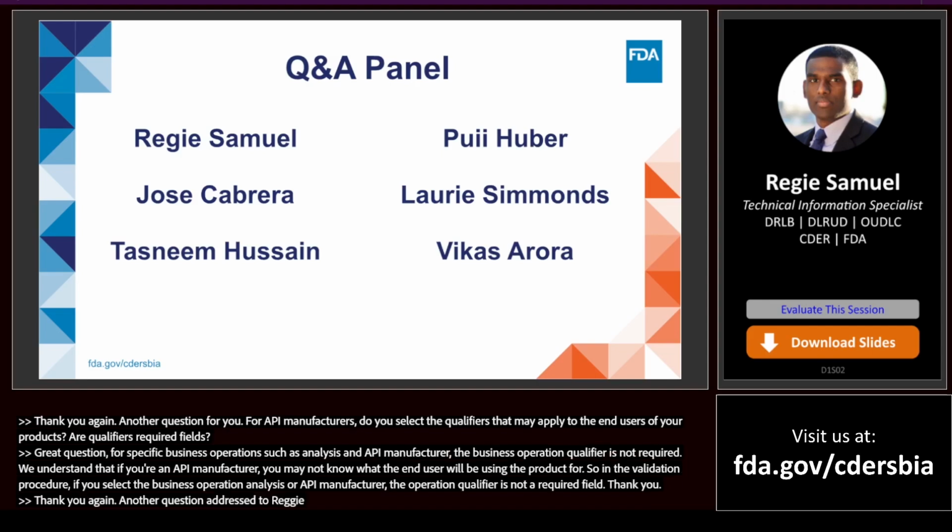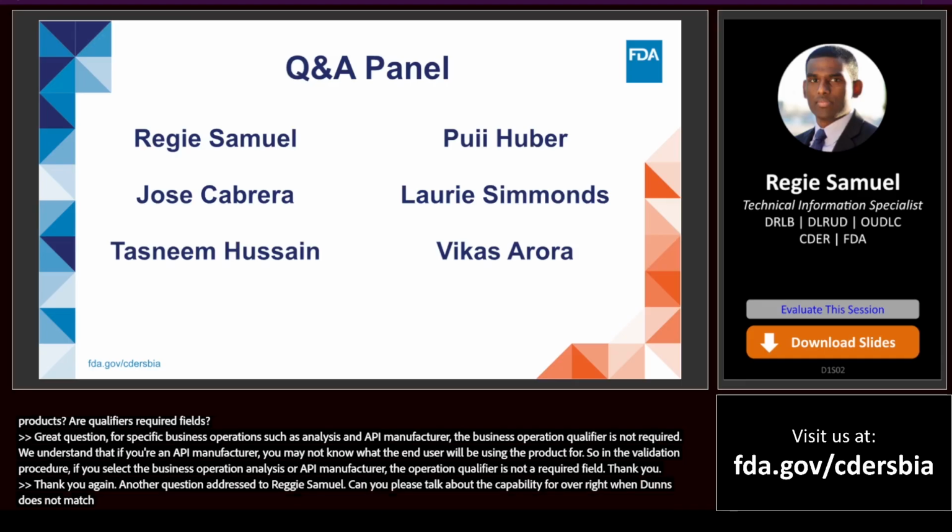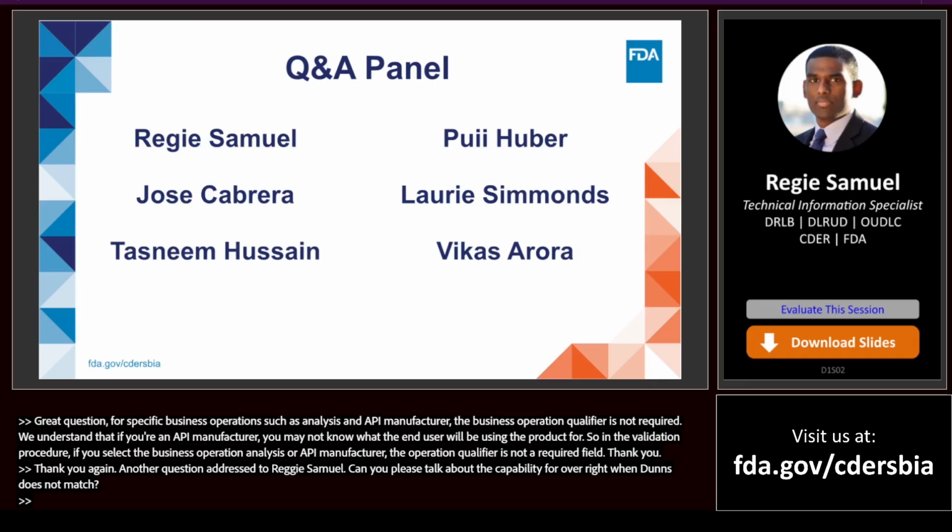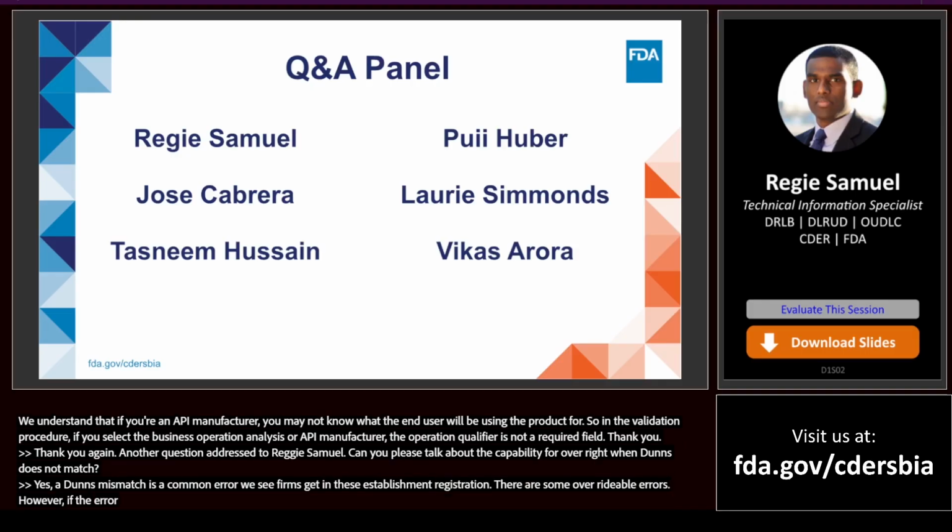Could you please talk about the capability for override when DUNS does not match? Yes, the DUNS mismatch is a common error that we see firms get in the establishment registration. There are some overridable errors. However, if the error is something in which the DUNS name, the establishment name, or the address doesn't match what's in the Dun & Bradstreet record, generally that is not an overridable error.